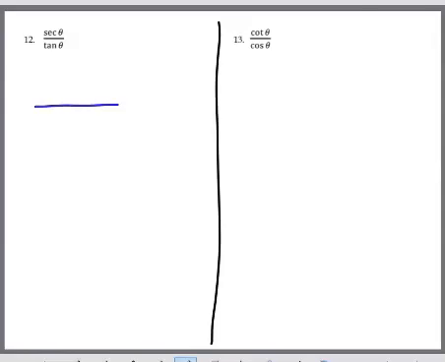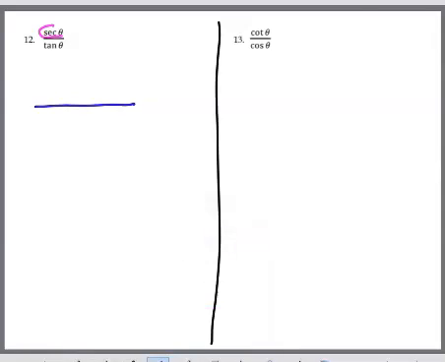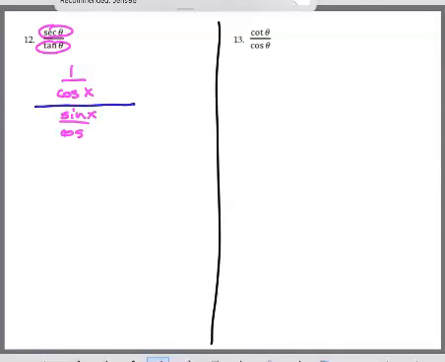Okay, we'll do a couple more simplifying, and then we'll do a couple verifying ones. All right, so just like the others, I'm going to start with sine and cosine. So I'll do the top here. Secant is 1 over cos. I'm going to do an x, like, who needs the theta? Tan is sine over cosine.